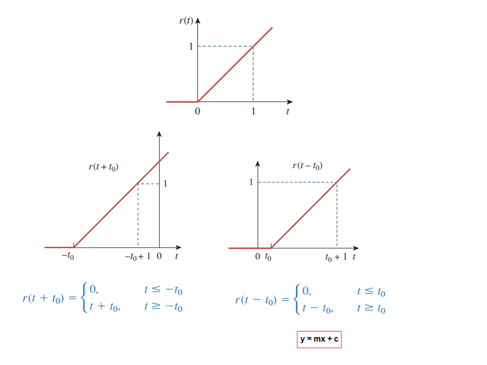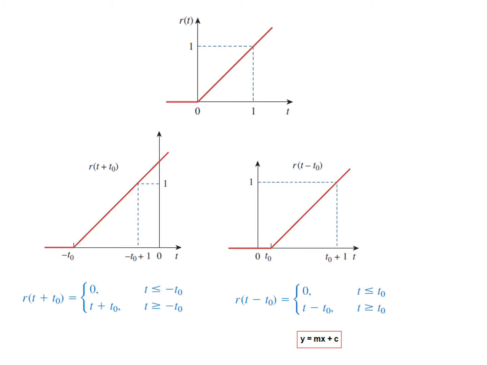And we can also shift this function. If we shift it to the right, it will now be known as r(t minus t naught). We have shifted it by t naught. And we can also advance it by minus t naught, so it will now be r(t plus t naught).